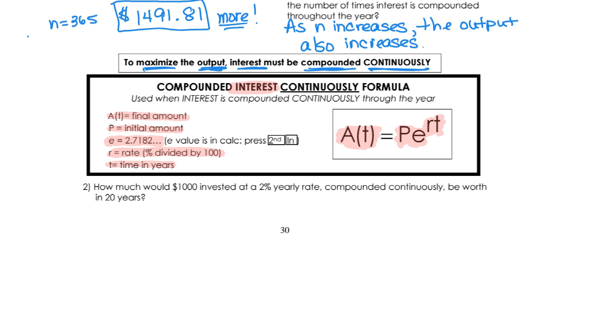And then T, guys, is our time in years. Again, if you have an older calculator, guys, you're going to either need to multiply R and T together or use parentheses around them when you type it into your calculator, okay? All right, here we go, guys.